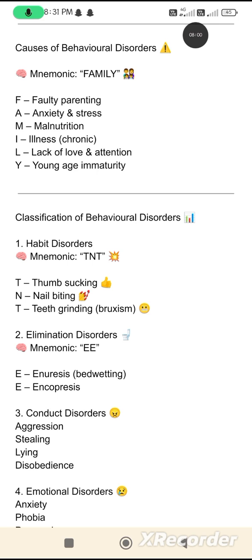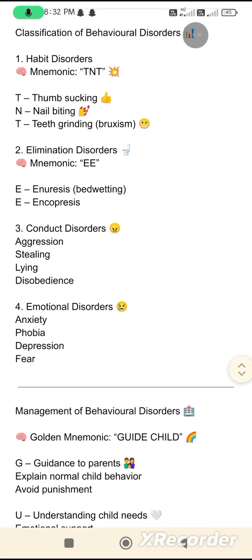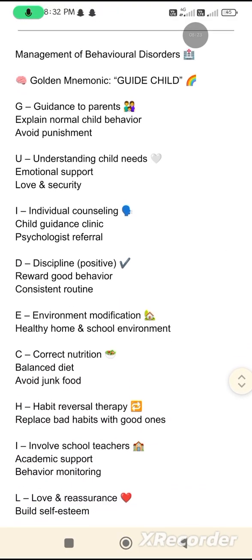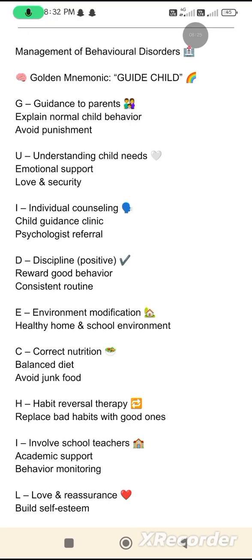Causes of behavioral disorder: family, faulty parenting, anxiety and stress, malnutrition, illness, lack of love and attention, young age immaturity. Classification of behavioral disorder: there are various types of classification given. Some are habit disorders, elimination disorders, conduct disorders, emotional disorders. Management of behavioral disorders: you can use a golden mnemonic, that is guide child.